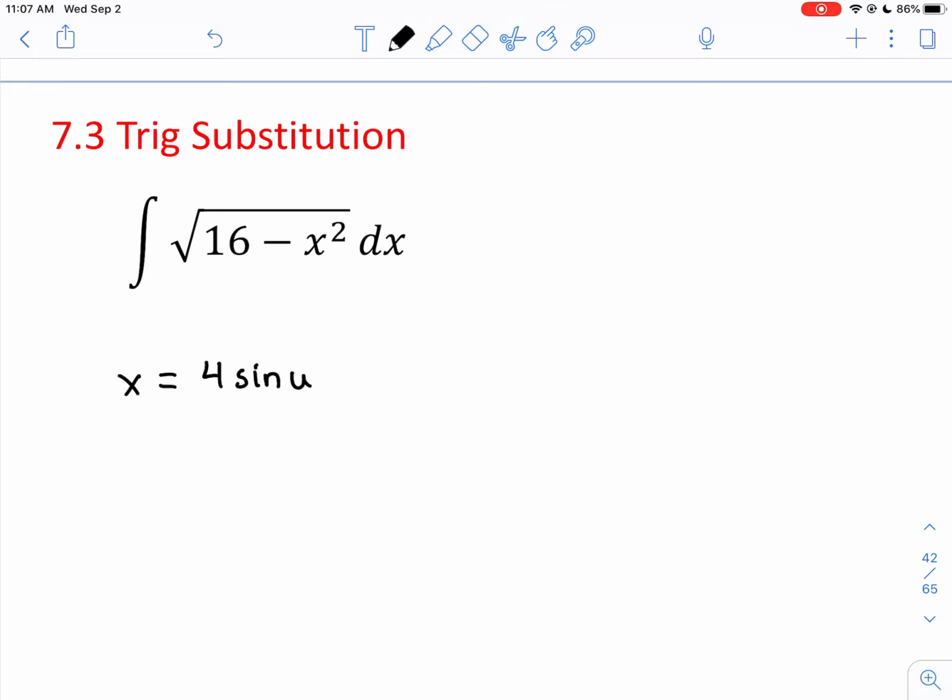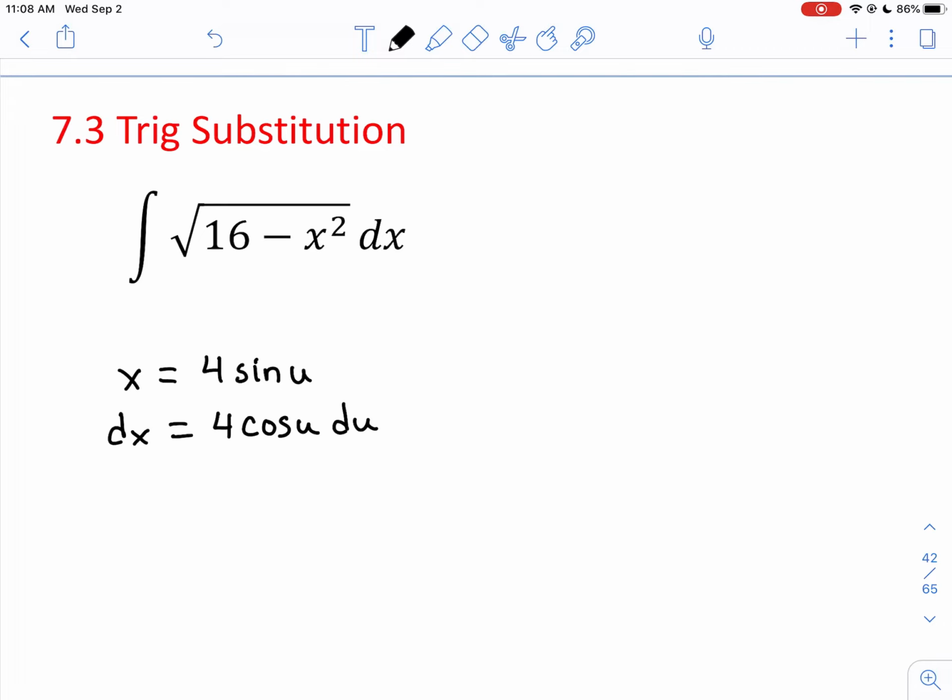If x is equal to 4 times the sine of u, then the next thing you want to do is say, what is the derivative of x? Well, the derivative of x is 4 cosine of u, and then don't forget the du that we have here. But let's see how this is at all useful.